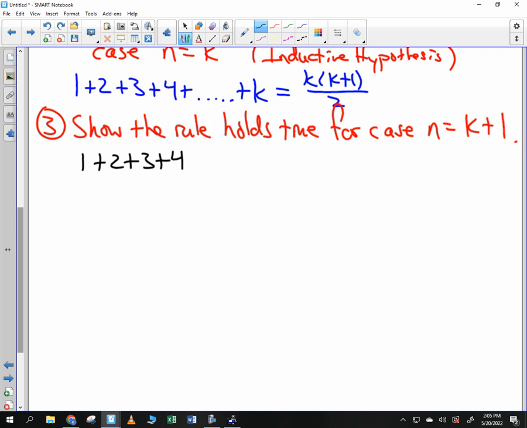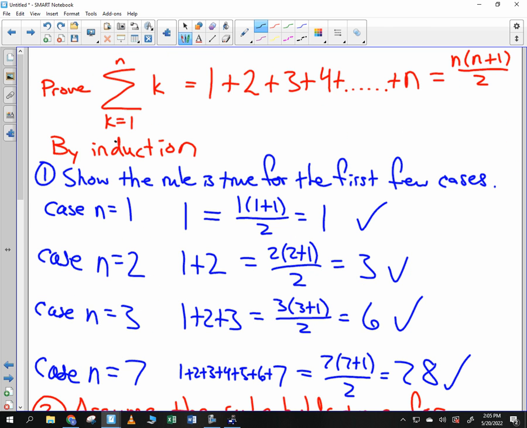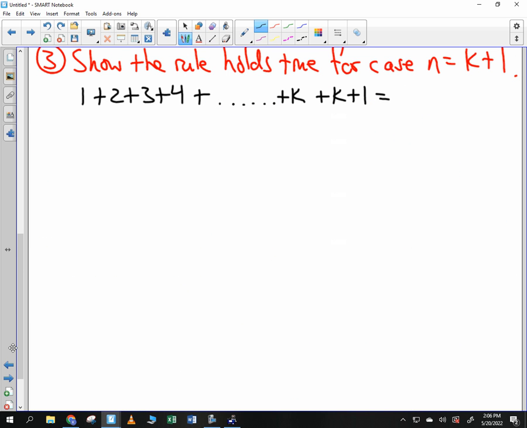Okay. 1 plus 2 plus 3 plus 4 plus, how many do we add up? k plus 1. Now, instead of putting k plus 1 at the end, I'm going to put plus k and then plus k plus 1. And you're going to see why. So I have all of those. So now I'm doing k plus 1 terms. Now, what do I plug in for n now? k plus 1. And when you do that, you get k plus 1 times k plus 1 plus 1 divided by 2. I know you guys want to combine the terms there and make 2, but you can't.